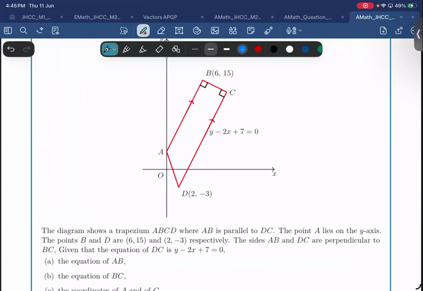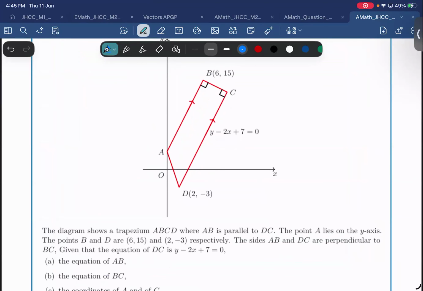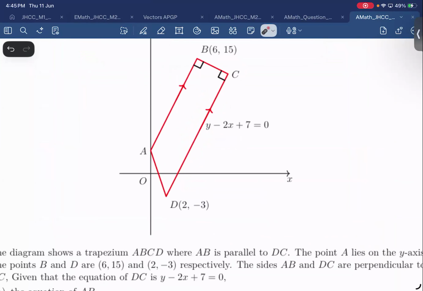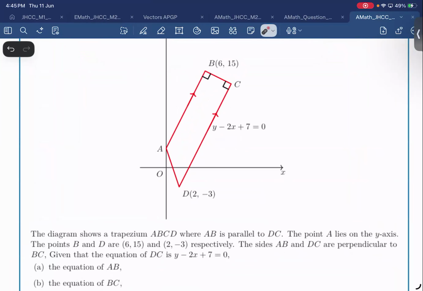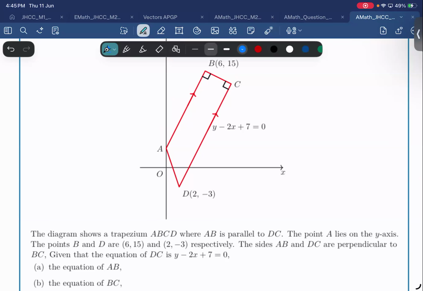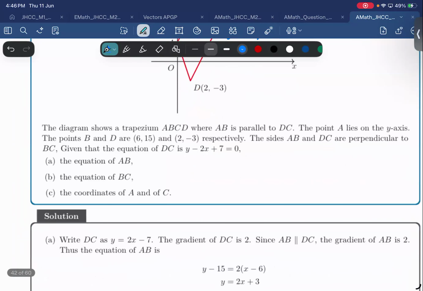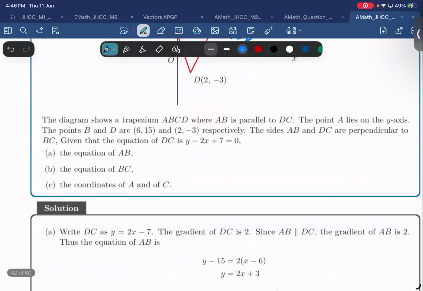To form the equation of a line, you need the gradient and a point on the line. You have a point on the line here, so the next thing you need is the gradient. It's given that DC is parallel to AB. If you write DC in the y equals mx plus c form, y equals 2x minus 7, which means the gradient is 2. So this line's gradient is also 2 because they are parallel. Then simply you have the point (6, 15) and the gradient 2. Use the y minus y1 equals m(x minus x1) method.